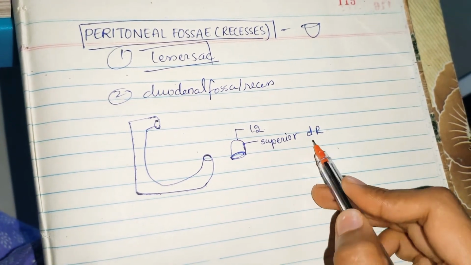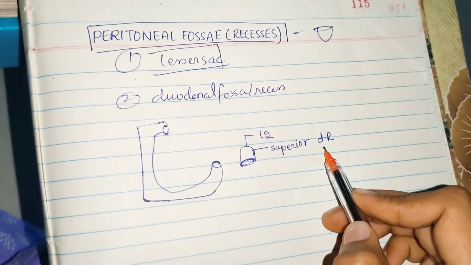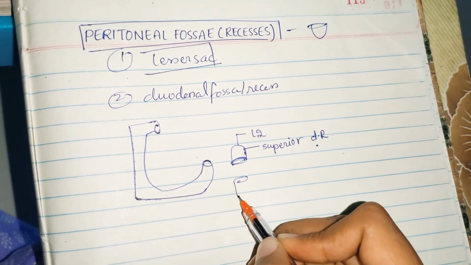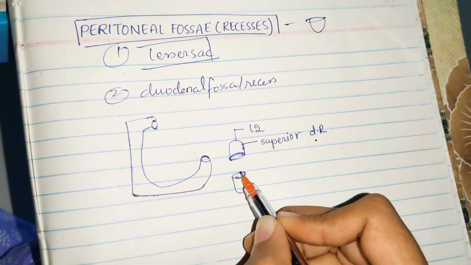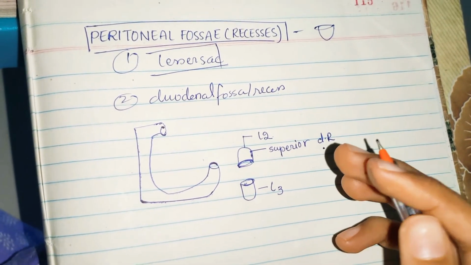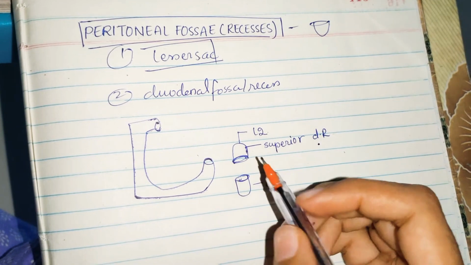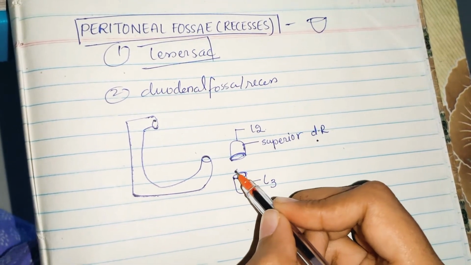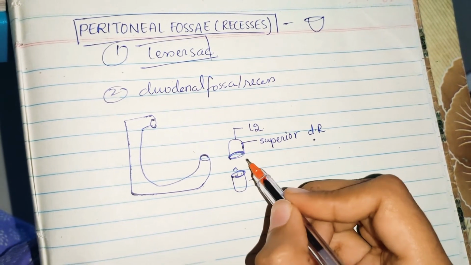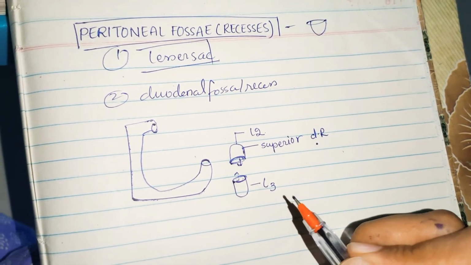One is the superior duodenal recess, and the next one is the inferior duodenal recess. According to the name, it is present in an inferior location, at the level of the L3 vertebra. If you see its opening, it is towards the upper side. Its orifice is upward, whereas the superior duodenal recess orifice is downward.